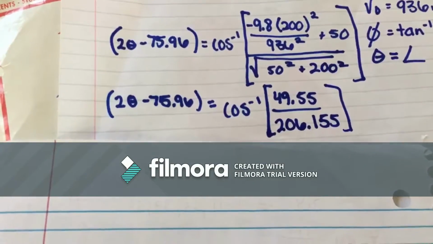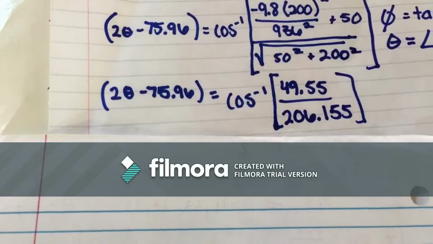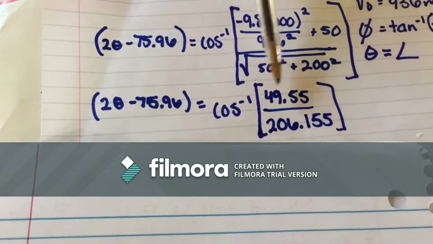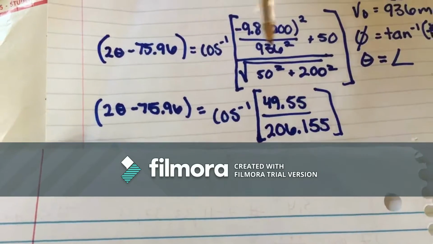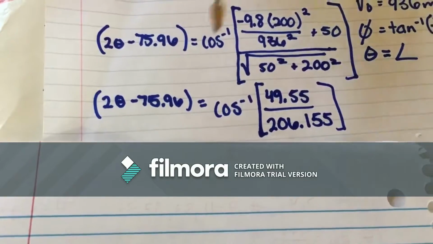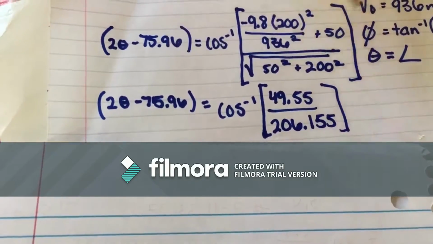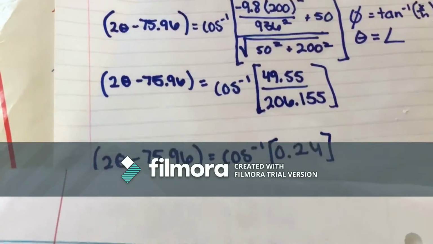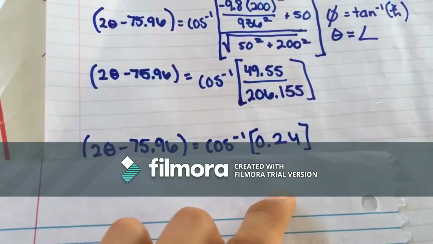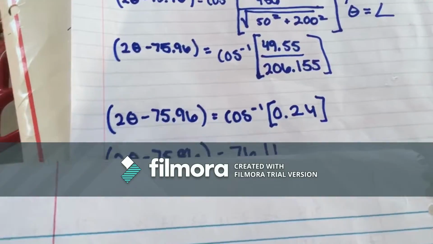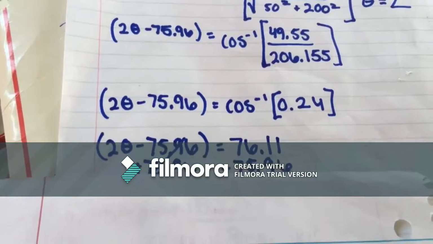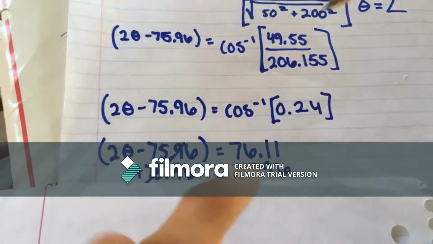So after you plug in the numbers, you can then begin solving the equation. Once you solve for the numerator and the denominator, which is 49.55 over 206.155, that simplifies to 0.24, and then the arc cosine of 0.24 is 76.11.